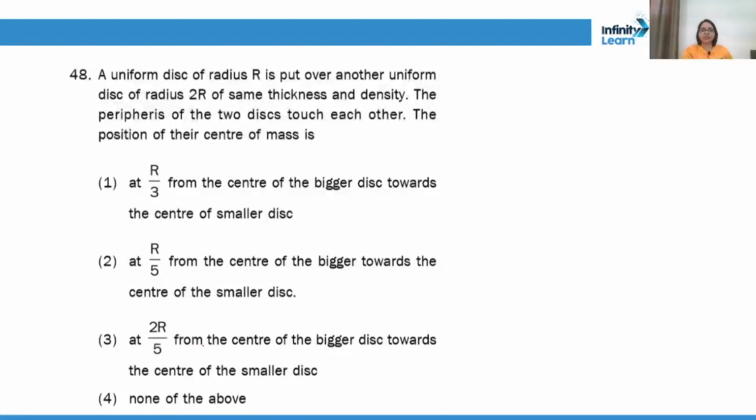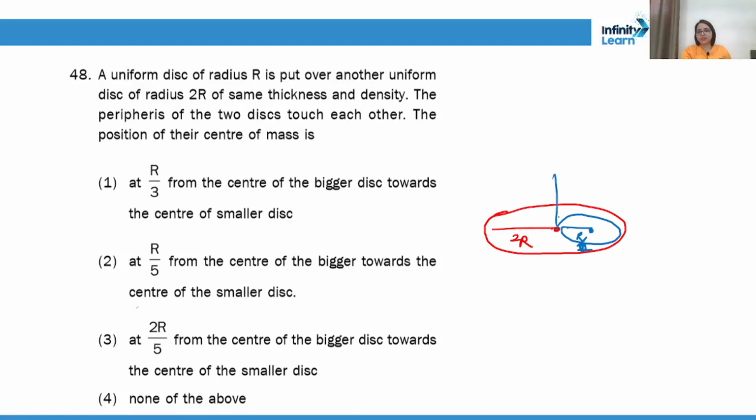Question number 48. A uniform disk of radius r is put over another uniform disk of radius 2r of the same thickness and density. So this distance is 2r. The peripheries of the two disks touch each other. Okay, so this is the periphery of the first disk, and these two are touching each other, right? And this is the center of the other disk, radius r. The position of their center of masses.